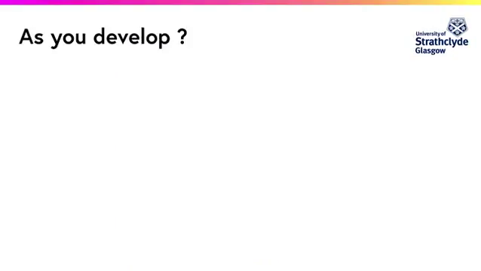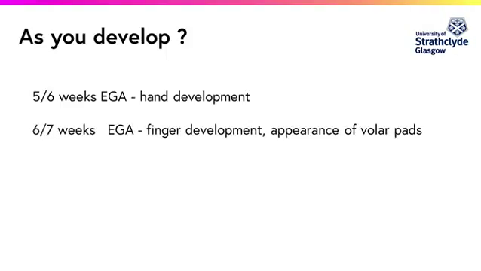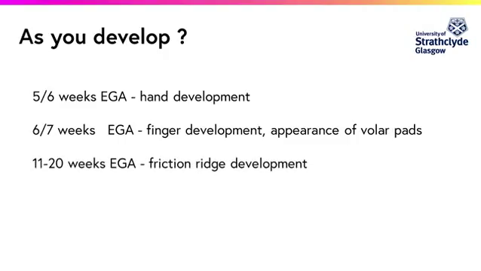The development of friction ridge skin is initiated at a very early stage in fetal growth. The development of the fetus is charted in terms of its estimated gestational age, or EGA. At around 5 to 6 weeks EGA, the fetus's hand will start to develop, with fingers developing at approximately 6 to 7 weeks EGA. At that time, volar pads appear on the palm, which are swellings of mesenchymal tissue. By 16 weeks EGA, the mesenchymal tissue swelling is invisible as the growth of the hands has enveloped the pads.